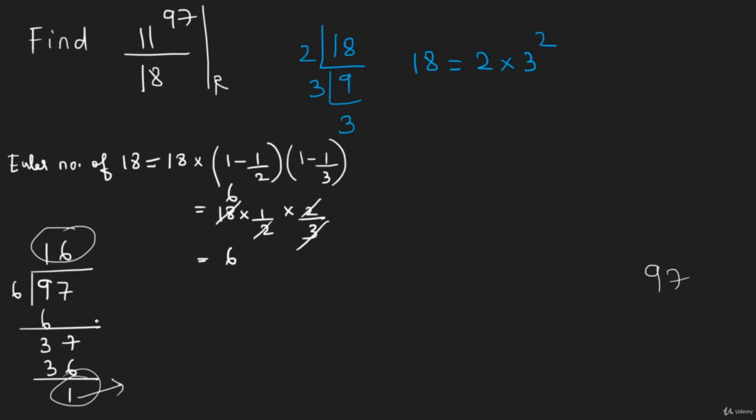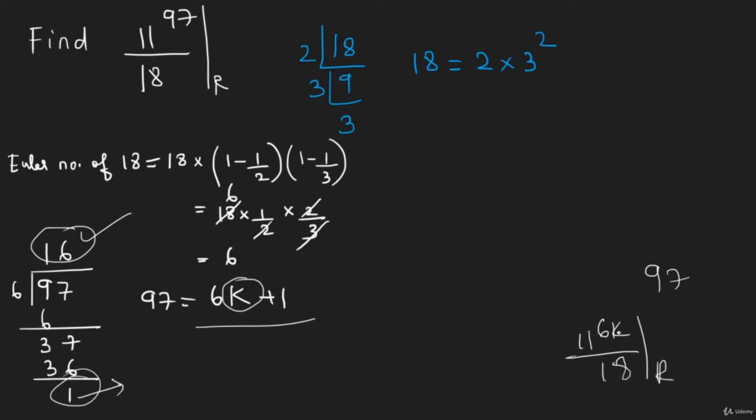For example, over here from this we find that 97 is of the form 6k plus 1. So k is representative of the quotient. That does not matter for us, because whatever the value of k is, we'll get the remainder as 1. Say for example, if you have 11 to the power 6k divided by 18, whatever the value of k, your remainder is 1 as per Fermat theorem, because the Euler number of 18 is 6 and 11 to the power 6k can be written as 11 to the power 6 to the power k.